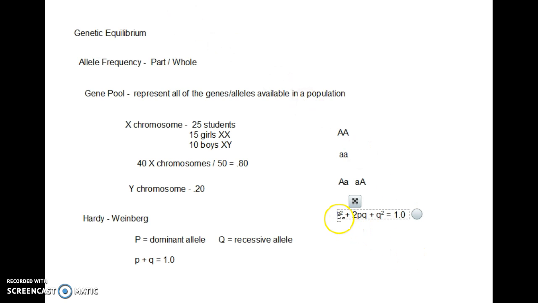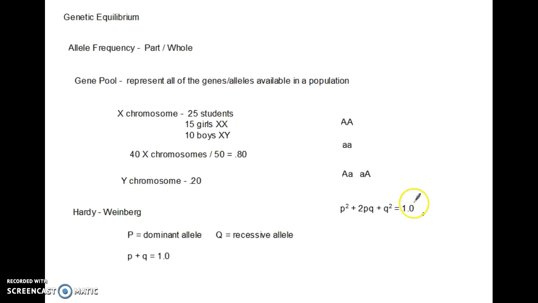So P squared, there, we've got to start from the beginning. So P squared plus 2PQ plus Q squared equals 1. Or in other words, all of the homozygous dominant people, when added to the heterozygous people, when added to the homozygous recessive people, have to equate to 100% of the individuals in a population. So these two equations are very, very important.